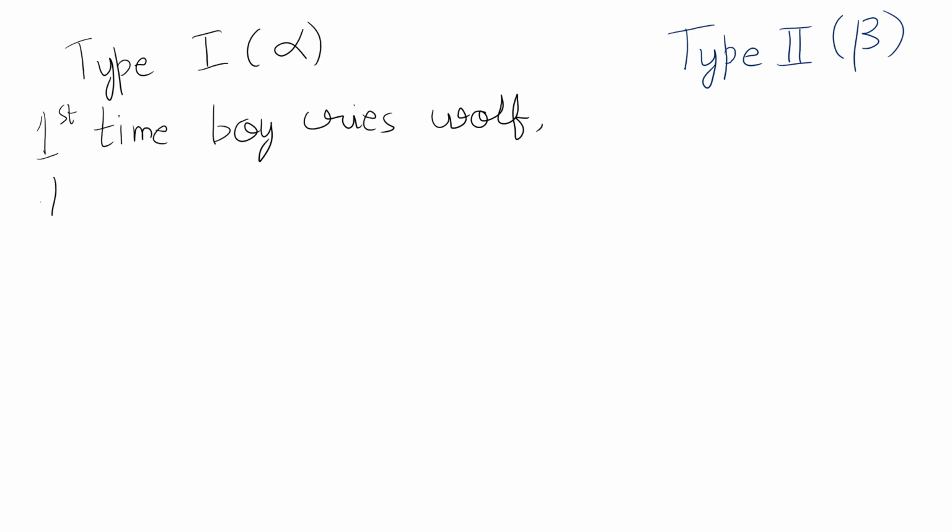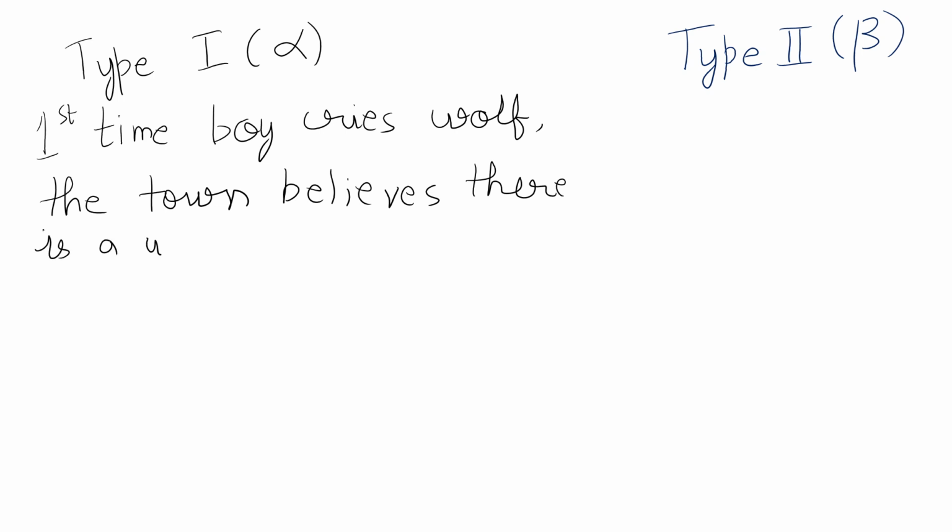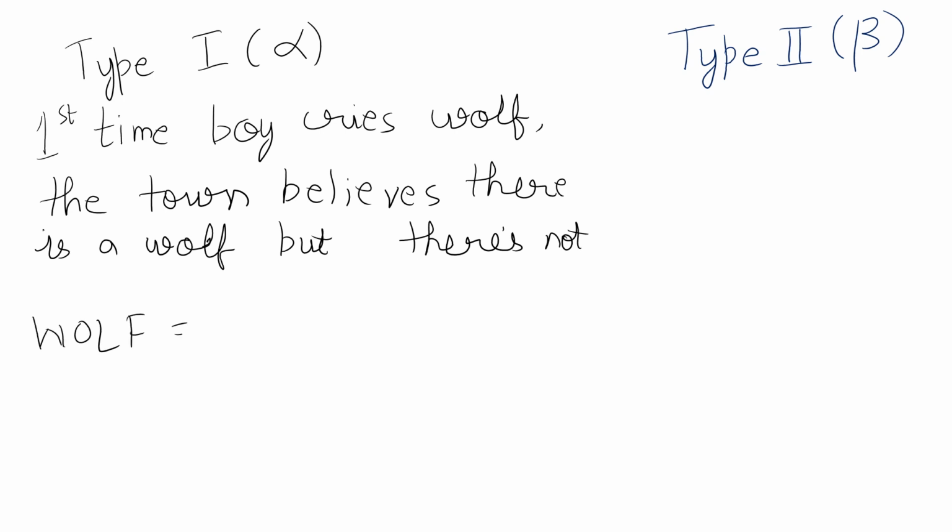Type 1 error is: first time boy cries wolf, the town believes. You remember that wolf story of the boy, right? The town believes there is a wolf, but there's not. So here what I mean by wolf is difference or effect.